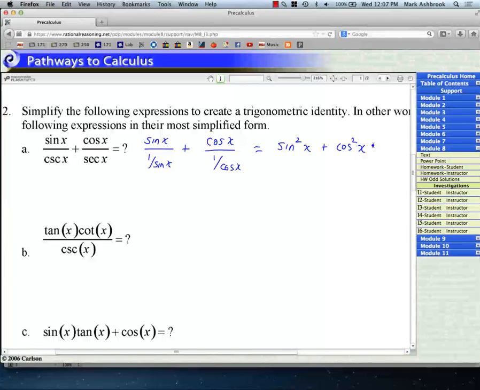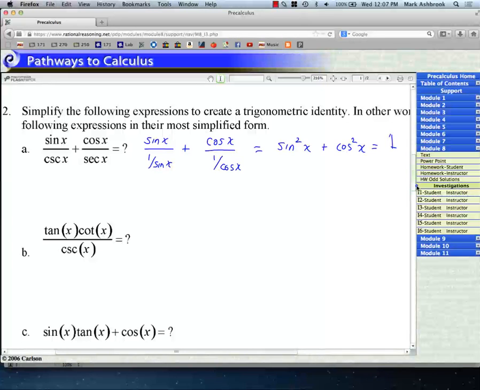Okay, well then what from there? Sine squared plus cosine squared. So hopefully by now we recognize our right triangle, that's just a squared plus b squared equals the hypotenuse squared. And for sine and cosine, the hypotenuse is 1. So can't get any simpler than 1.